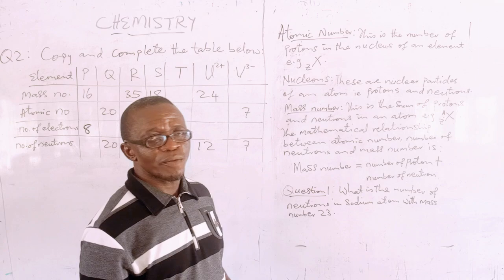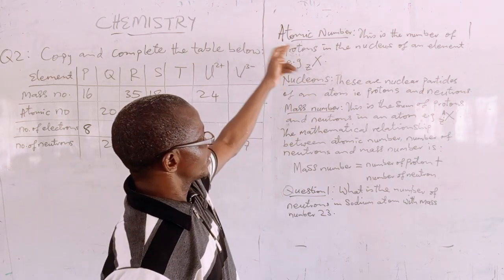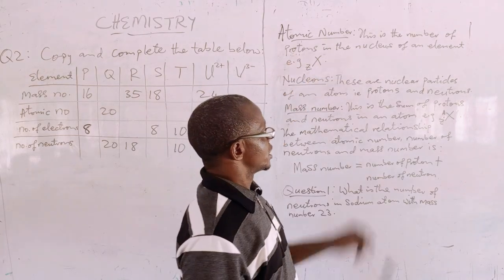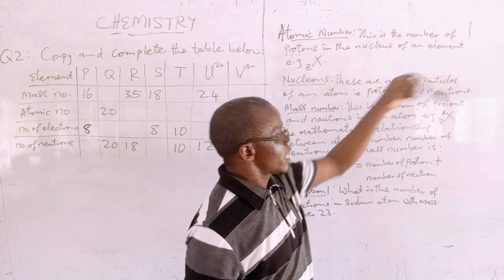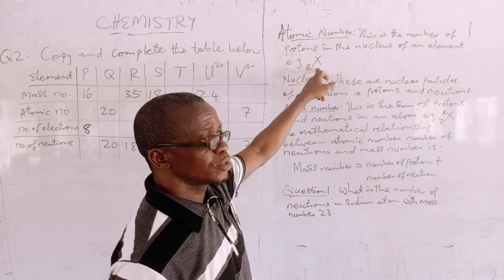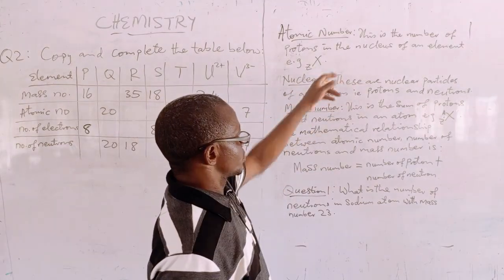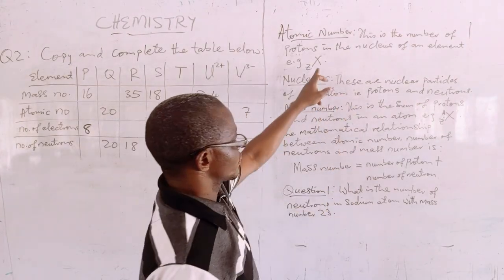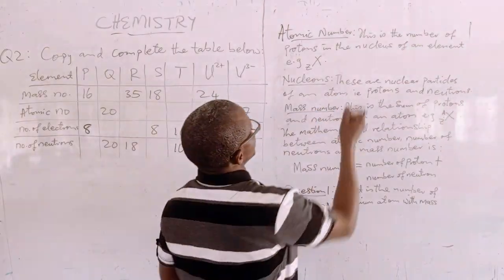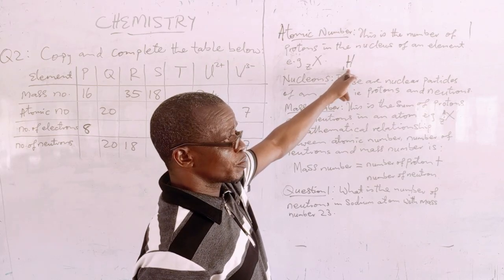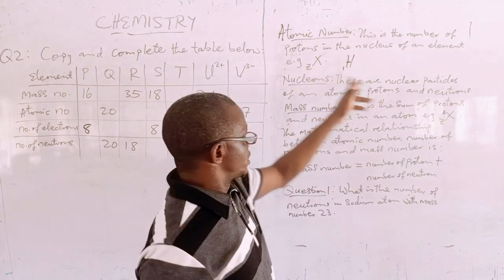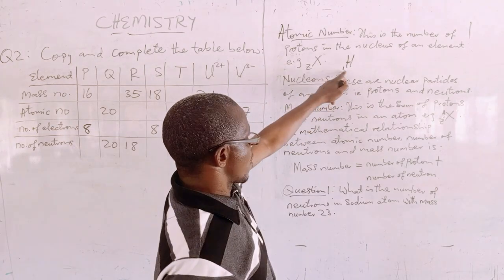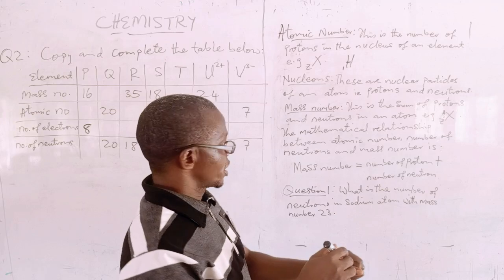So, what is atomic number? When we say atomic number, we are talking about the number of protons in the nucleus of an element. Example, we can write the symbol of an element like X here. X stands for the symbol of an element. Like I told you, hydrogen has atomic number 1. So this X stands for the element, while 1, or Z, stands for the atomic number.